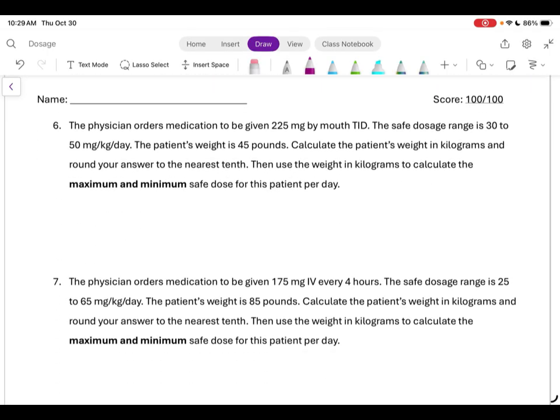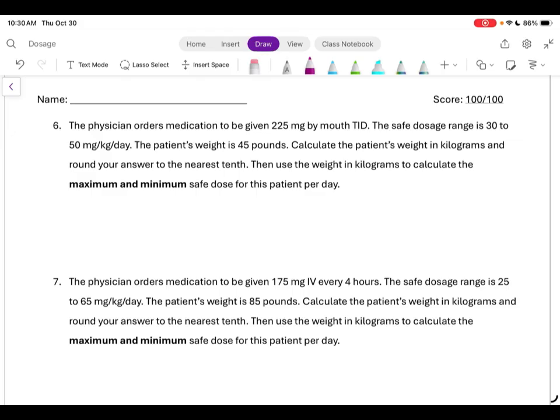Number 6. Physician orders medication to be given 225 milligrams by mouth TID, meaning 3 times a day. Your safe dosage range is 30 to 50 milligrams per kilogram per day. Patient's weight is 45 pounds. Calculate the patient's weight in kilograms and round your answer to the nearest tenth. Then use the weight in kilograms to calculate the maximum and minimum safe dose for the patient per day.